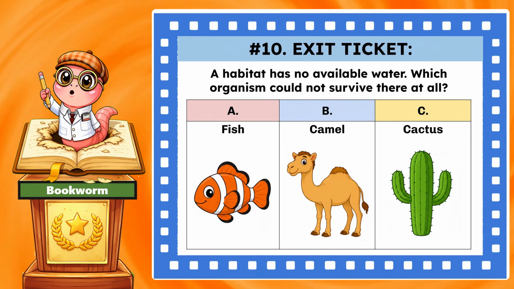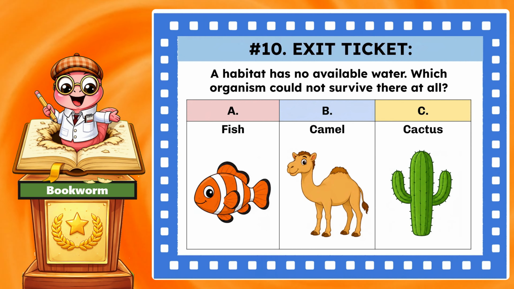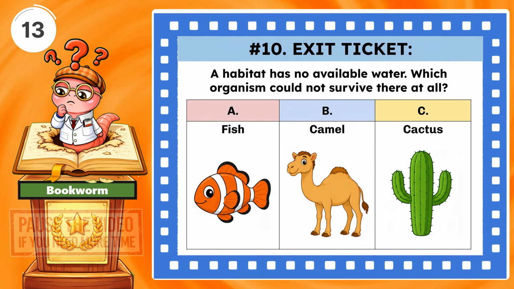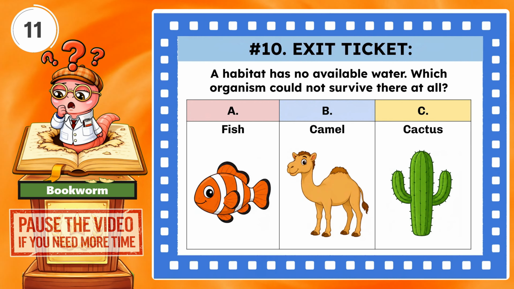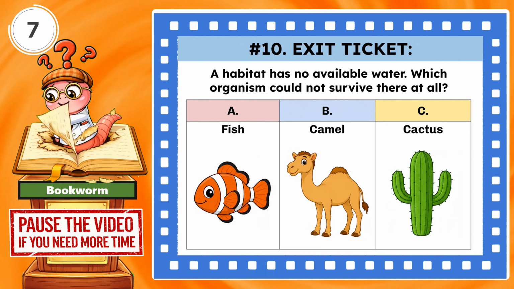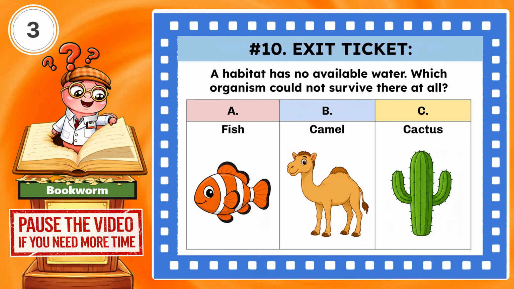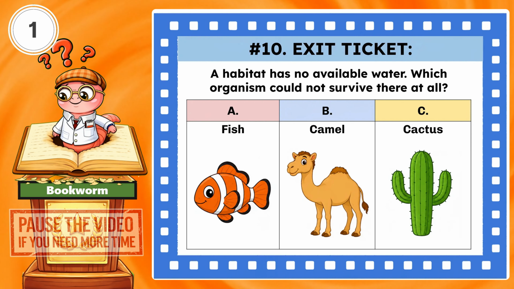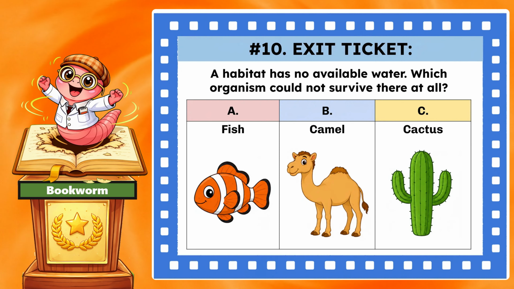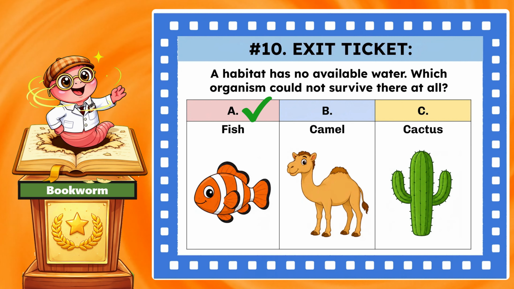A habitat has no available water. Which organism could not survive there at all? And the correct answer is letter A, fish.